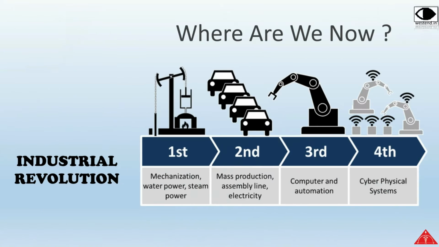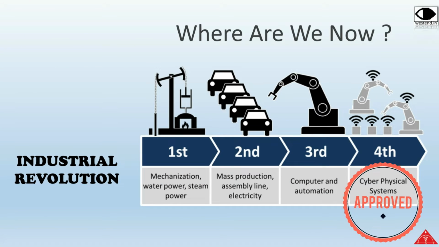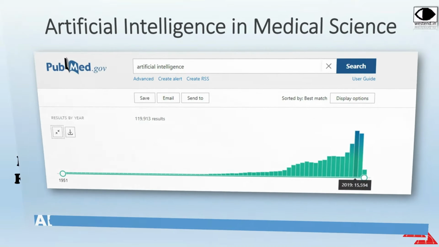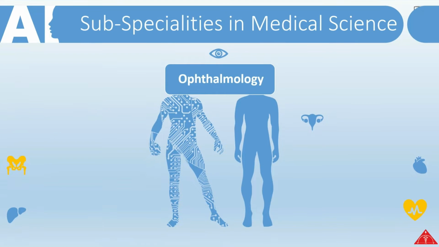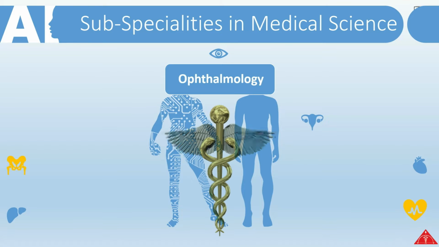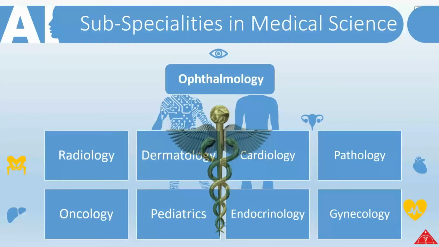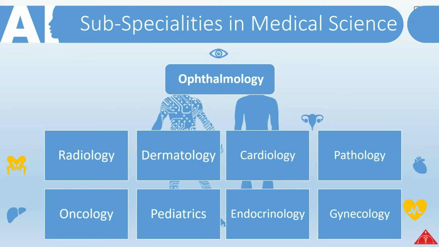So where are we now? The fourth industrial revolution with the cyber-physical system. Research and publication on AI in medical science is undergoing a rapid surge now. Various subspecialties of medical science use AI. Not only ophthalmology, but radiology, dermatology, cardiology, pathology, oncology, pediatrics, endocrinology, gynecology, and so many more.